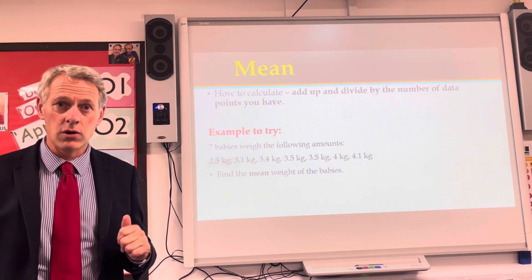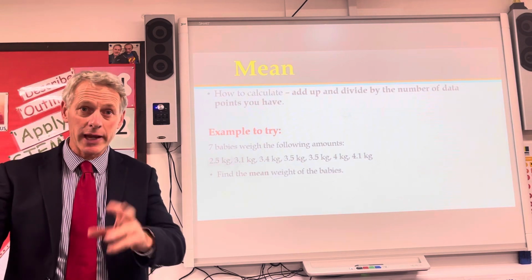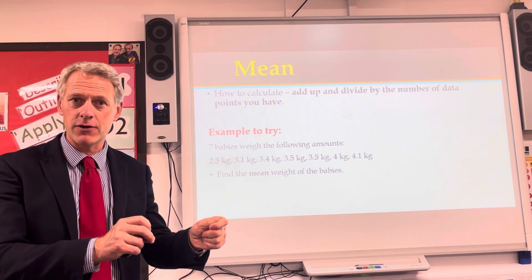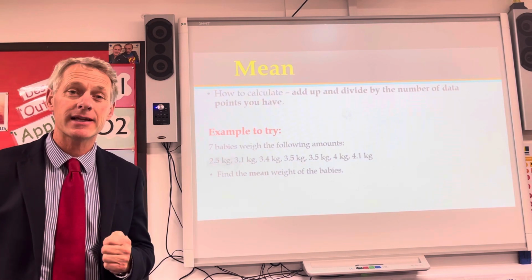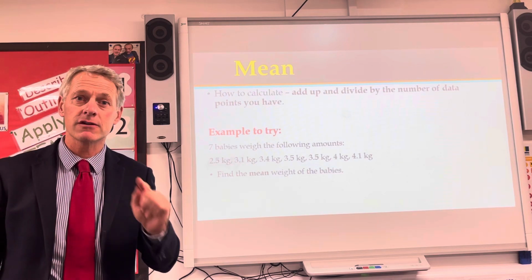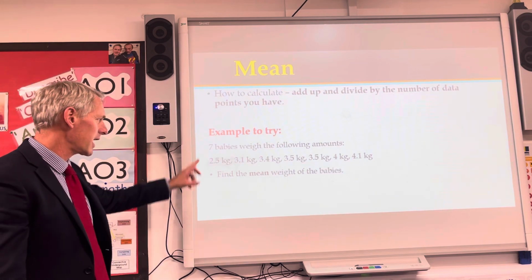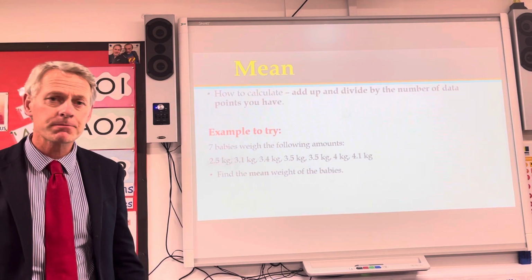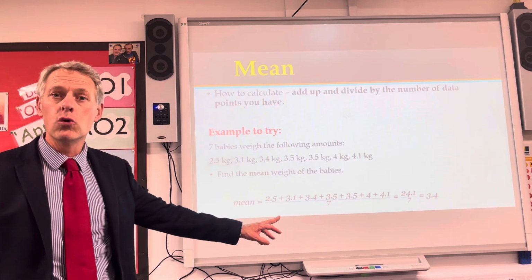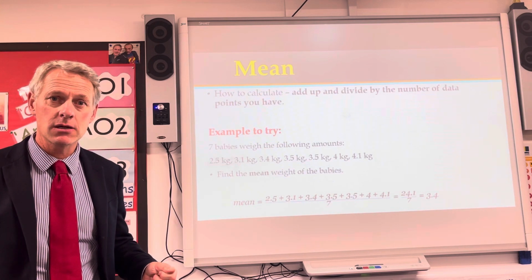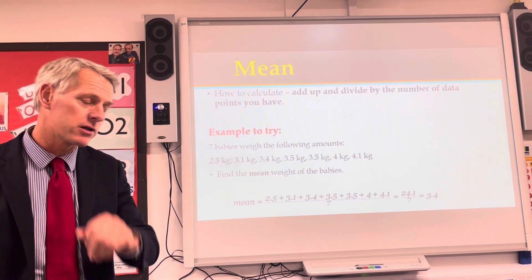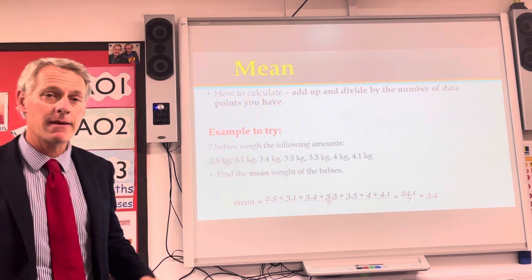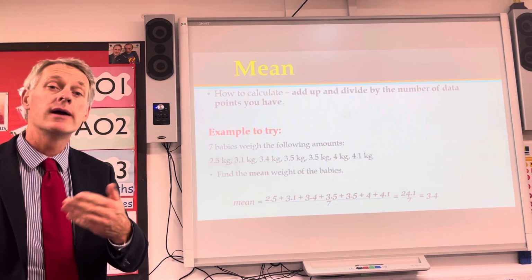The mean score. To find a mean score, we add up all the figures we've been given, the bits of data, and we get a total. We divide that total by the number of bits of data we had. Let's consider this. I've got 7 babies, so 7 different weights. I add up all the weights of those 7 babies and divide by 7 because there were 7 of them. I get a total of 24.1, divided by 7 gives me a mean weight of 3.4 kilograms.